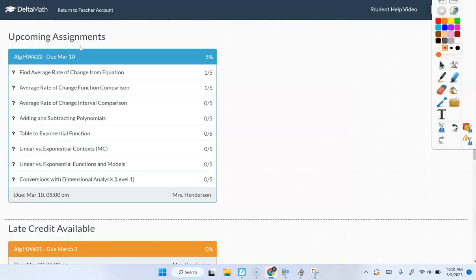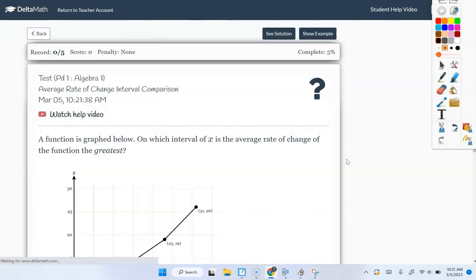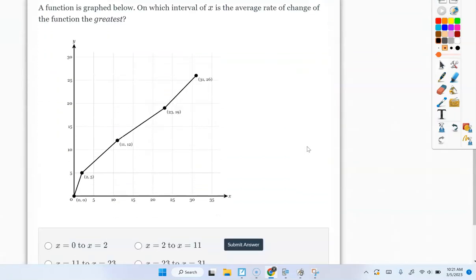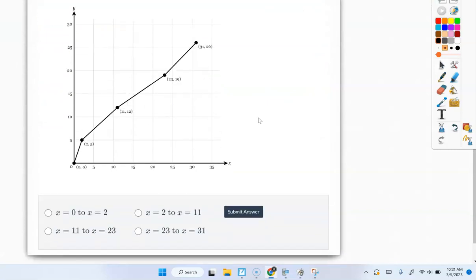Now let's take a look at the next topic, which is interval comparison. Still average rate of change, but this one is on a single graph. And they're looking for you to find the greatest rate of change between each of these 2 points. So we're looking for the steepest slope, or we can do the math for each of these separate sections here.